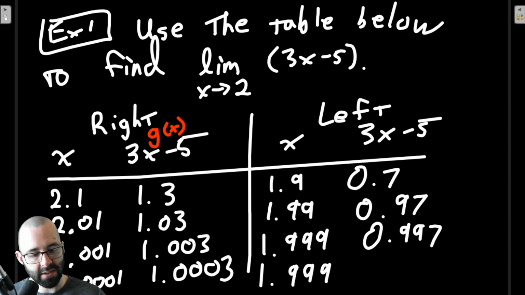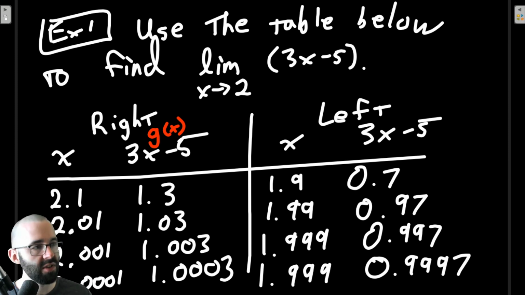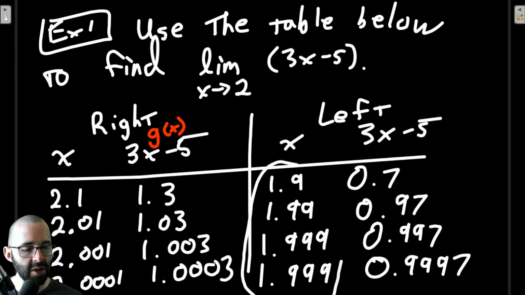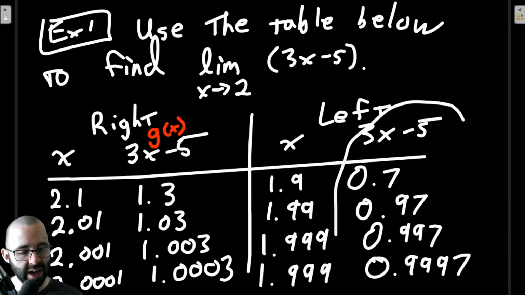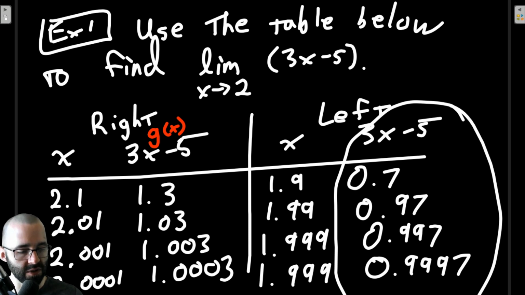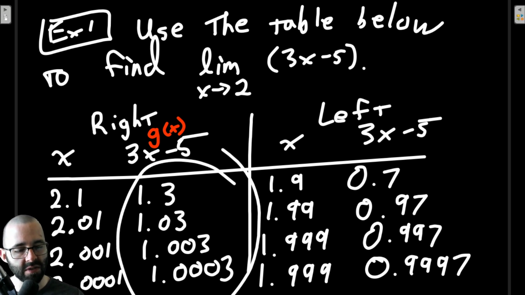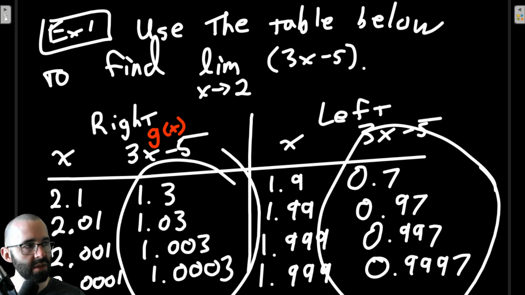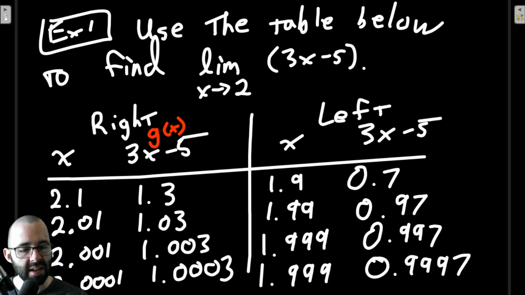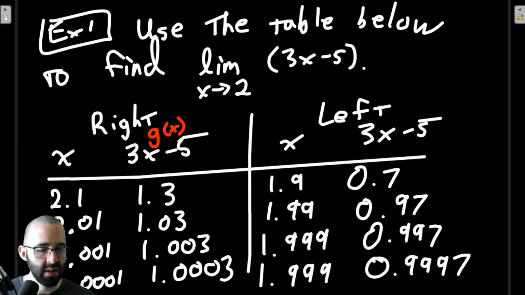And as I fill in this last row, we should start to see what is happening with this function. As these x values are getting bigger and bigger, closer and closer to 2, the function value, the g of x, is also getting closer to a number. And hopefully the number that these are getting close to and the number that these are getting close to are the same. And indeed they are, right? It's getting close to 1.